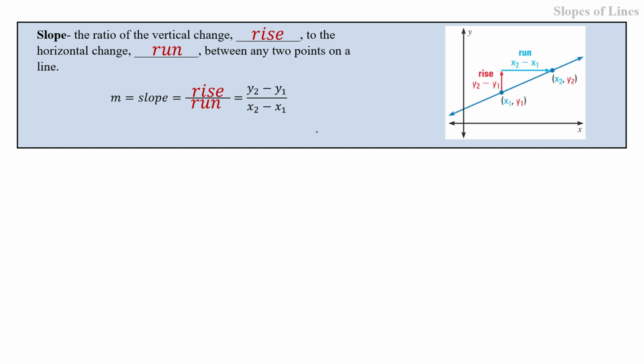The formula to find the slope, if you're given 2 points, is to subtract the y's divided by subtract the x's. And that's basically how you find the slope.